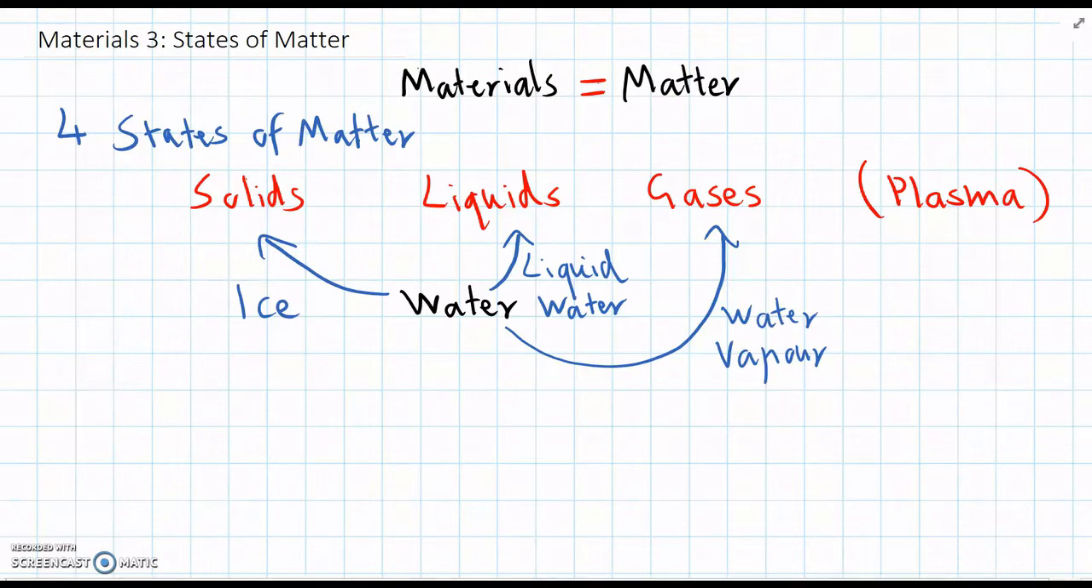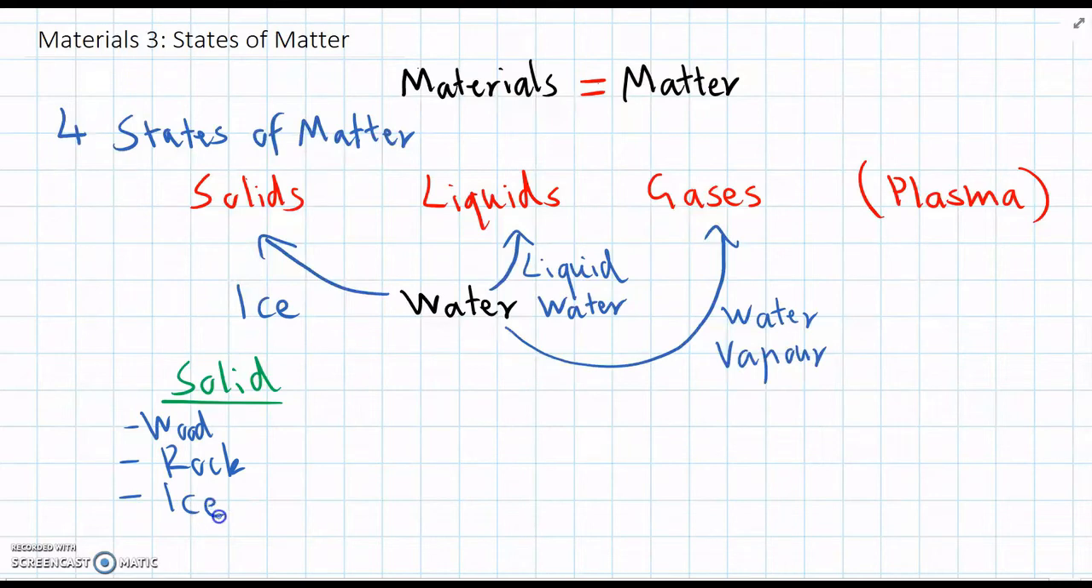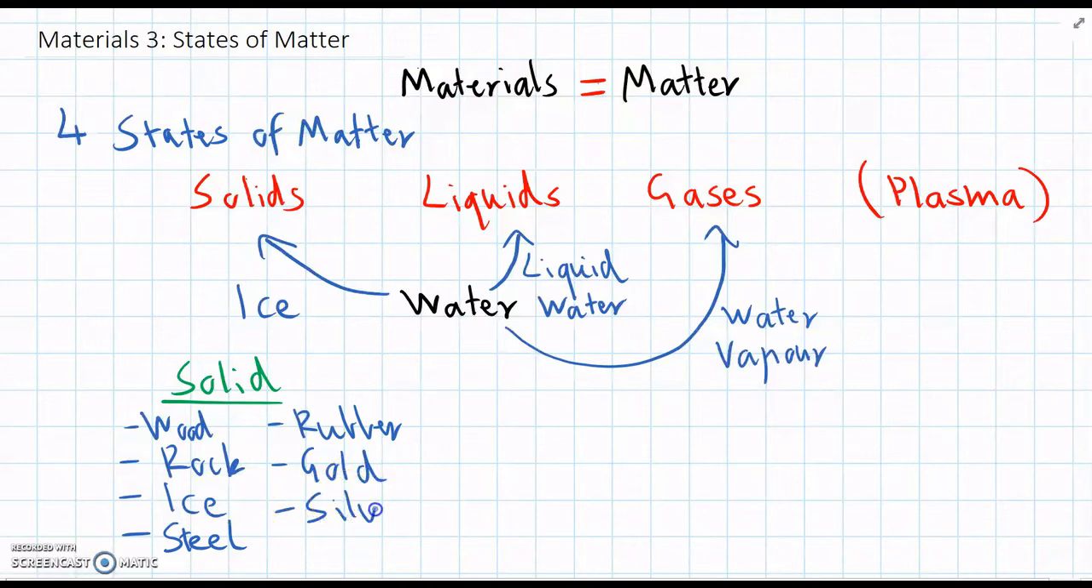And what we can do is start looking at all the different materials that we know and classify them depending on whether they're a solid, a liquid, or a gas. So some solids that we are familiar with are things like wood and rock. We've already mentioned ice, steel, the metal, or rubber, and other metals like gold and silver.